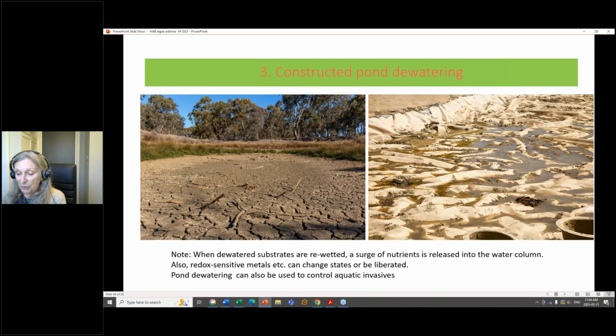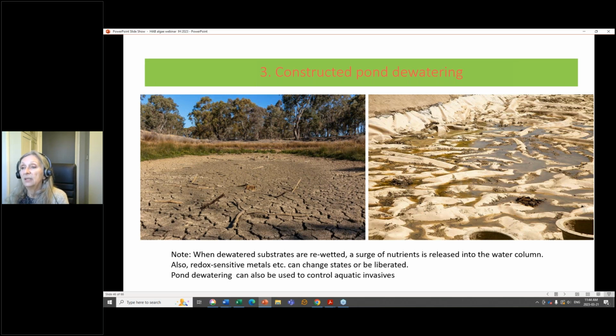Also, if you have a constructed pond and fish haven't taken up residence in it so that it's not considered a fishery, you can drain it. End of water, end of algae problem. However, bear in mind that decomposition proceeds orders of magnitude more quickly when substrates are exposed to the air than they would if they were water covered. So when you re-wet those, there will be a surge of nutrients released back into the water column.